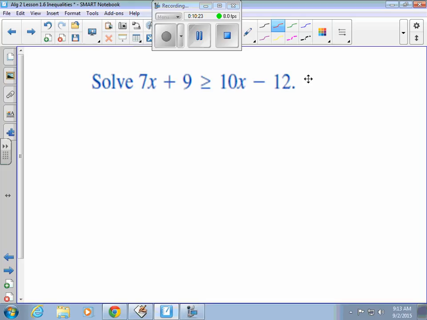Okay, on the side, do this one. 7x plus 9 is greater than or equal to 10x minus 12. Take about a minute before we run out of time.